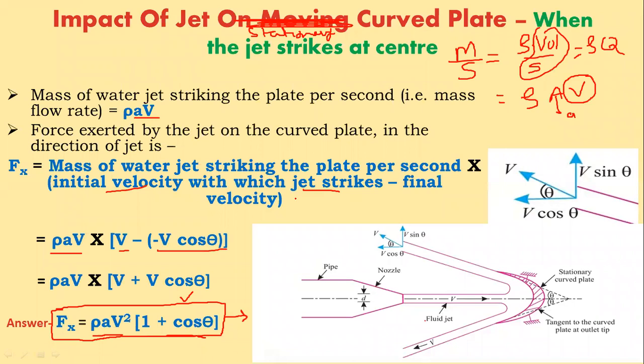Okay, so if there is no other question, here we have studied the impact of jet on a stationary curved plate when the jet strikes at the center, and we have also solved a numerical on it. Now we will go to the second subtype, that is impact of jet on a stationary curved plate when the jet strikes the curved plate tangentially, that is from one of the sides. So should we start it?